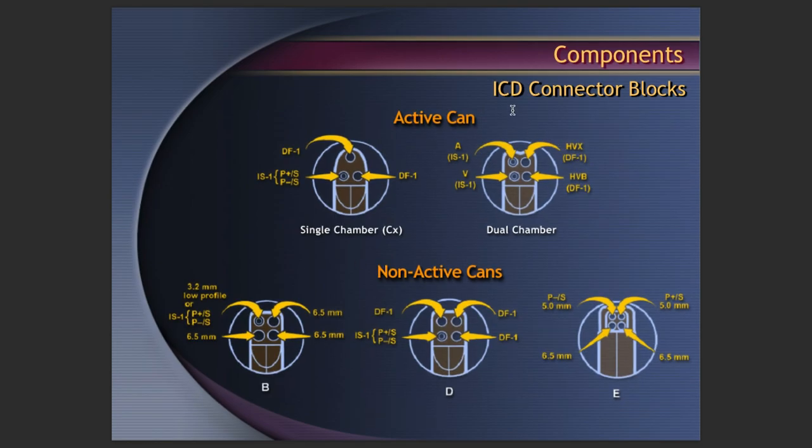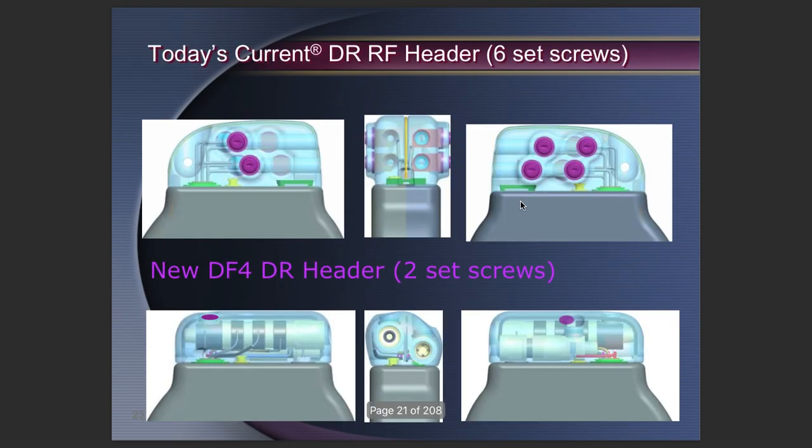And then in the ICD connector blocks, if you look carefully, this type is called the active can, okay? And this is what is called a non-active can. So these designs are slightly different. For example, this is how it looks for a single chamber with four ports, and for the dual chamber, okay?